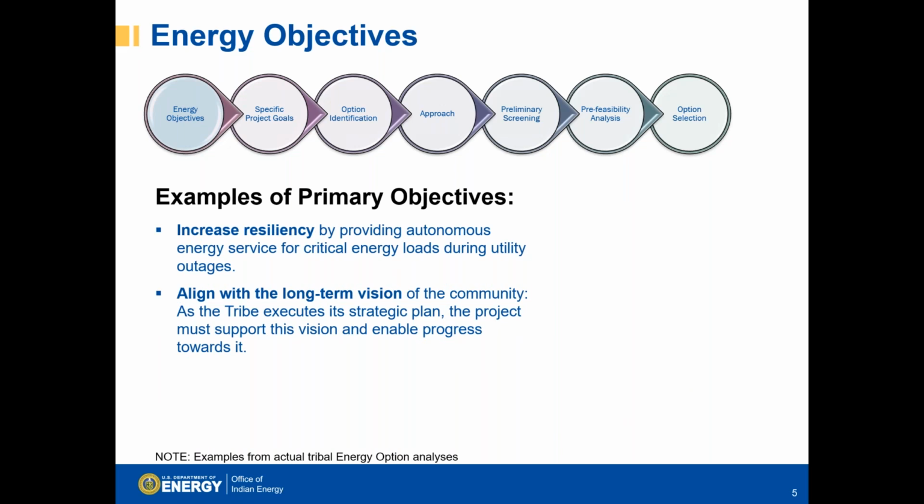So here's a few examples. Again, the tribe might want to increase resiliency or the ability to operate autonomously in the event of severe weather conditions, or in the case of California, where the utility shuts down the grid for fire hazards. Or another objective might be that the projects align with the tribe's long-term energy vision. Again, these are just examples. The objectives are going to be unique and specific to each community and each tribe, and you'll have to identify those initially in this process. Next slide, please.